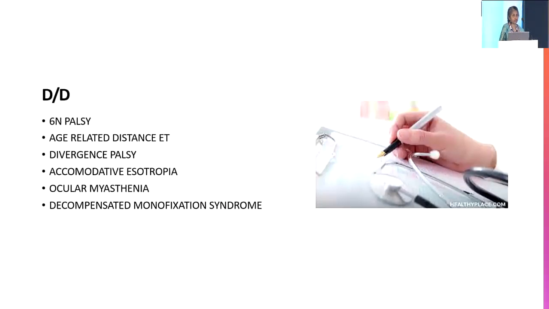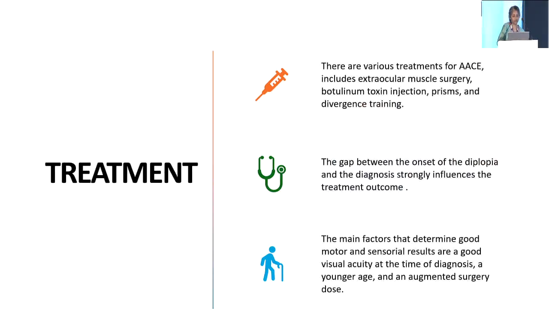intervene early. Differential diagnosis for this condition is acute sixth nerve palsies, divergence-related distance esotropias or divergence palsies, accommodative esotropia. In all these conditions, you will find a near-distance disparity, ocular myasthenia, and decompensated monofixation.